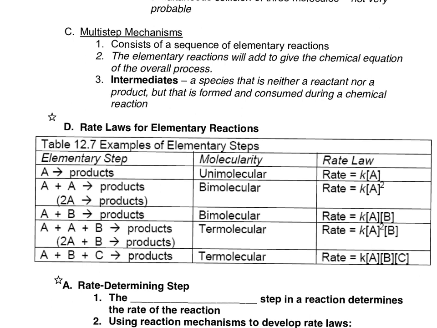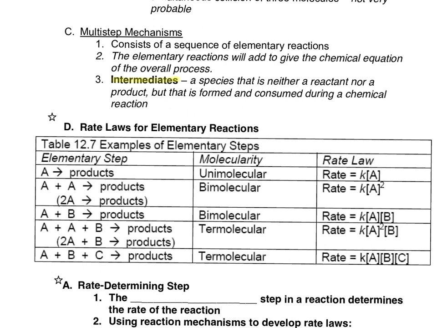In a multi-step mechanism, there will be intermediates. An intermediate is something that gets made during one reaction and then gets used up during a different reaction. So it's not really a reactant, it's not really a product, it's something that just shows up and then is gone. You can figure out the rate laws for the elementary reactions by looking at each elementary reaction individually.